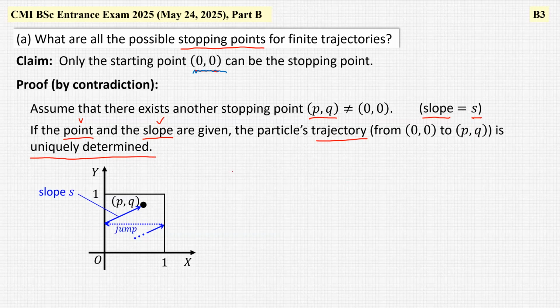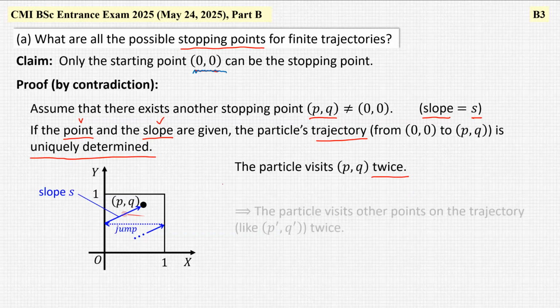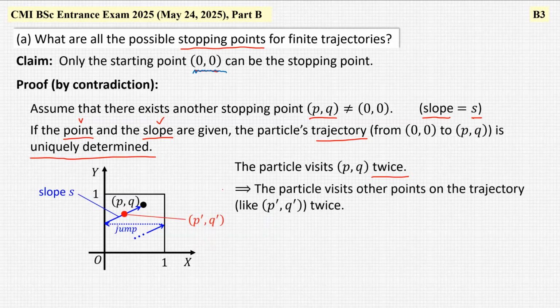Now, P, Q being the stopping point means that the particle visits this point twice. But because the particle can reach this point only by a unique trajectory given the slope, this means that the particle also visits other points on the trajectory, like point P', Q' in the figure, twice.